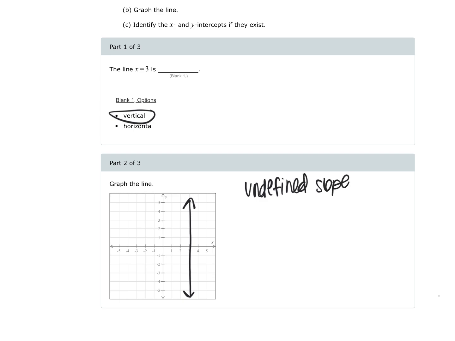And then x and y intercepts. A y-intercept is where you cross the y-axis. Well, this vertical line never crosses the y-axis, so it has no y-intercept, but it does have an x-intercept at that point of 3, 0.